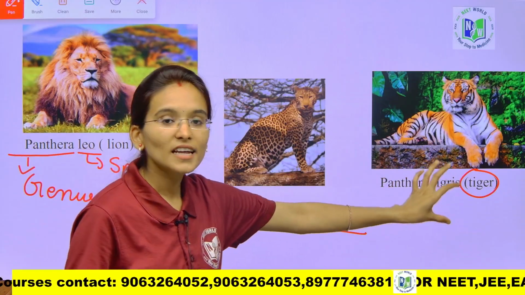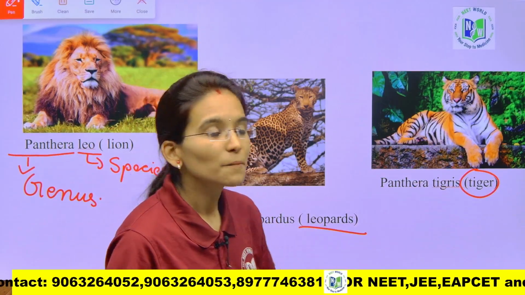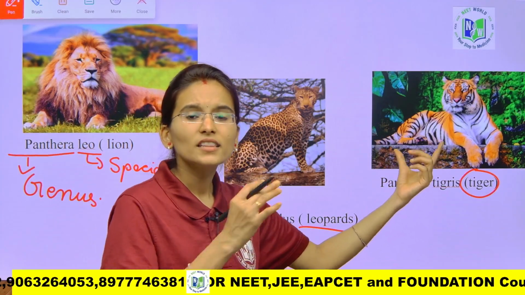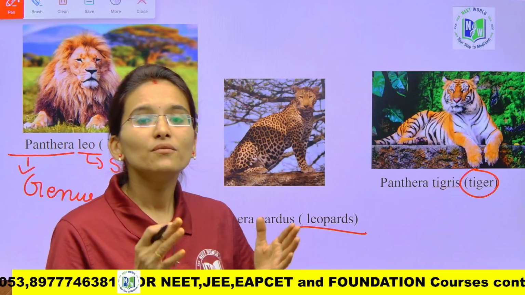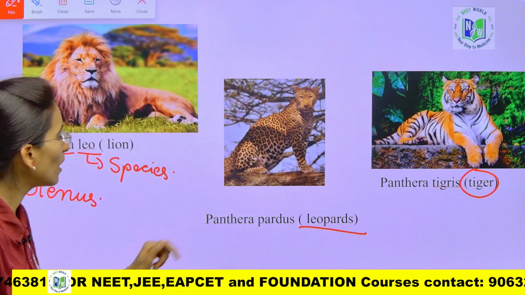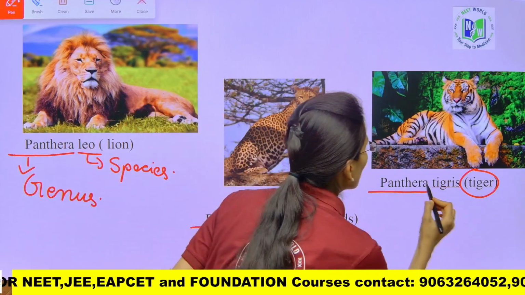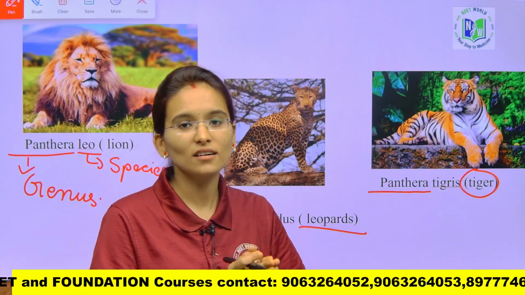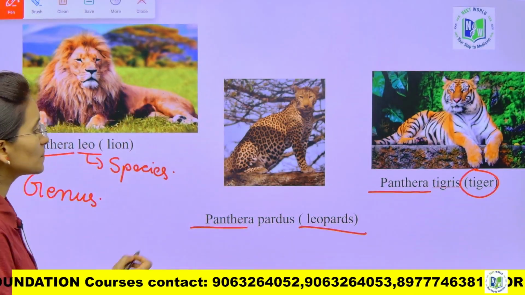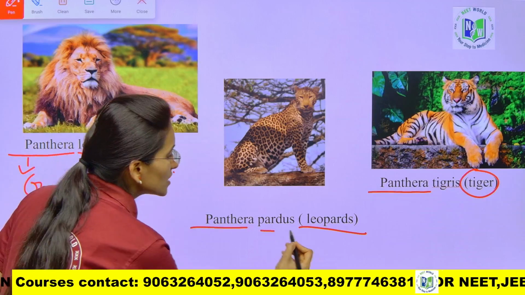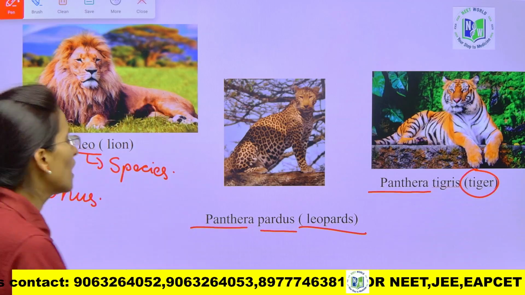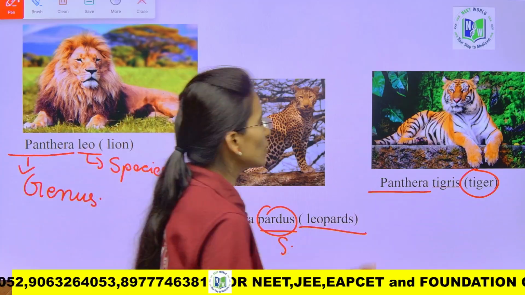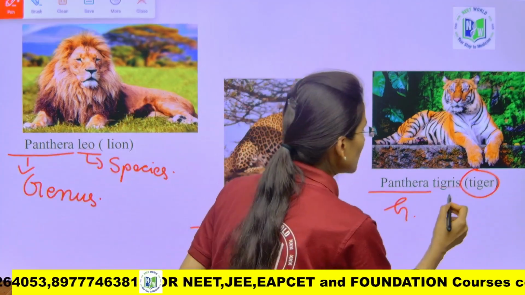Panthera pardus is the scientific name of leopard, and Panthera tigris is the scientific name for the tiger, and all these are going to share common characteristic features. These are closely related organisms which belong to the same genus called Panthera, right? And each organism is specific to its particular organism only; that is called species. So in Panthera pardus, which is the genus and which is the species, my dear students? Obviously, Panthera is the genus and pardus is the species. Here also Panthera is the genus and tigris will be the species.